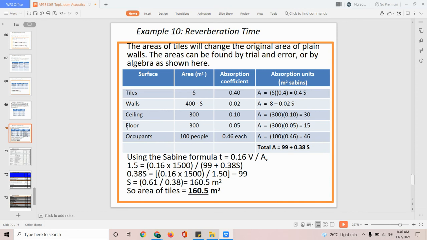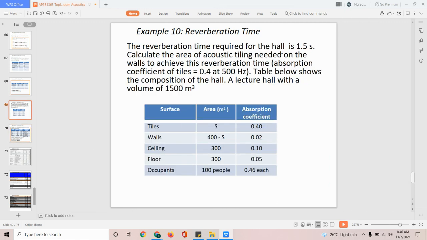For ceiling, floor, and audience, you get a whole number. You can add them all together and you get 99 plus 0.38 S. So this is still in a very good simplified form. With this value, because you know the T is 1.5, which is given here, and then the volume is given.